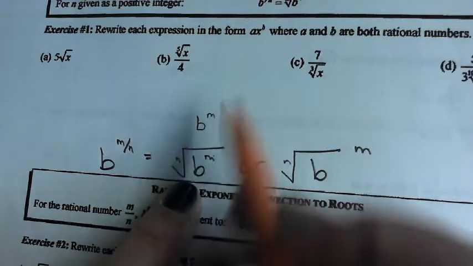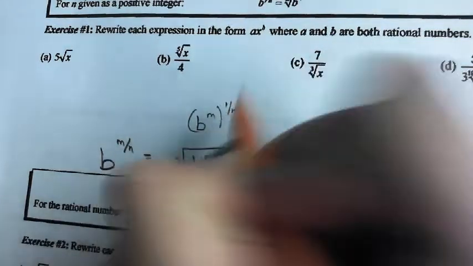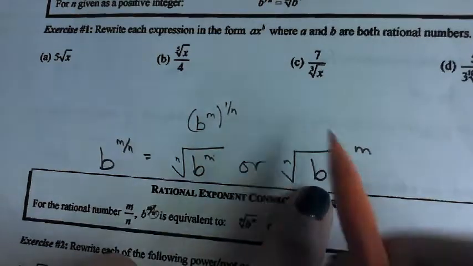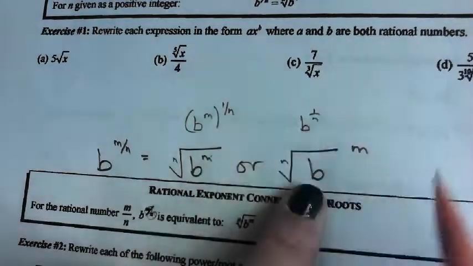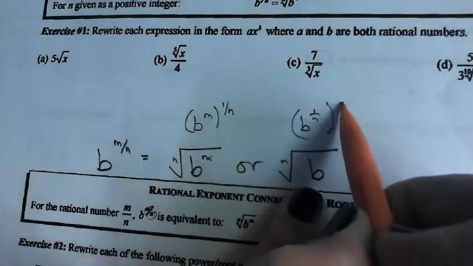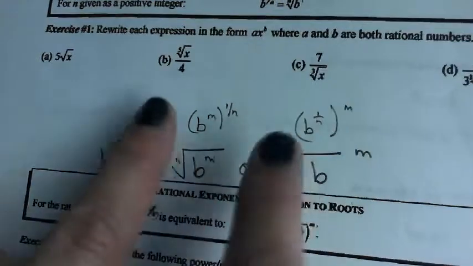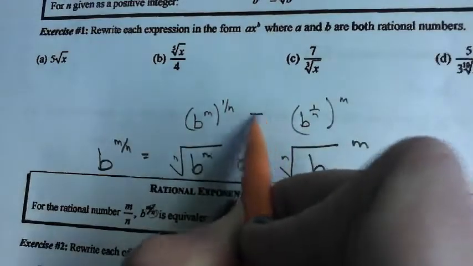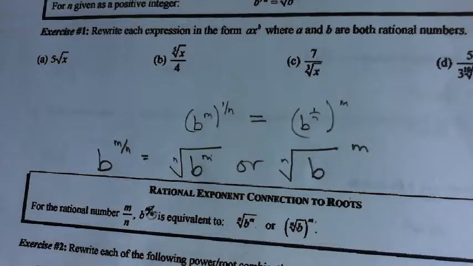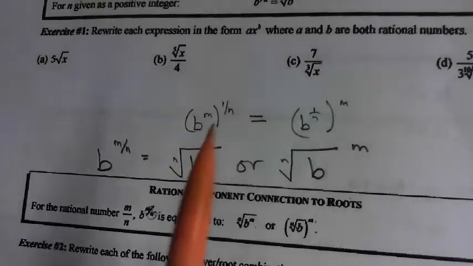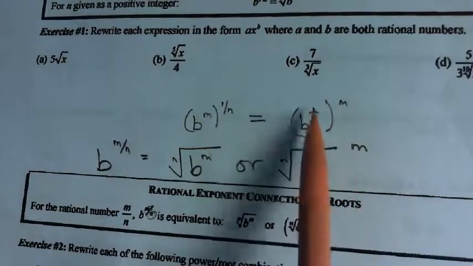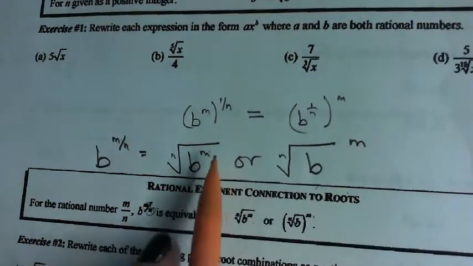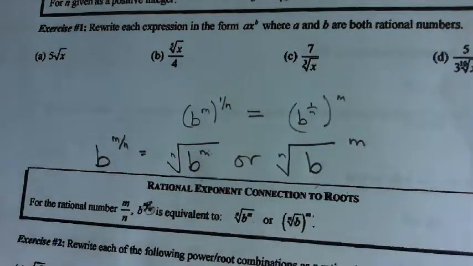This one is b to the m first, raised to the 1 over n power. This one is b to the 1 over n power first, raised to the m. Who can explain via exponent rules why those two expressions are the same? Elena? Because you multiply them, and you could multiply either way. Right. Multiplication is commutative, meaning 2 times 3 is the same as 3 times 2. So m times 1 over n is the same as 1 over n times m, which is why this m as your exponent can be written inside or outside.